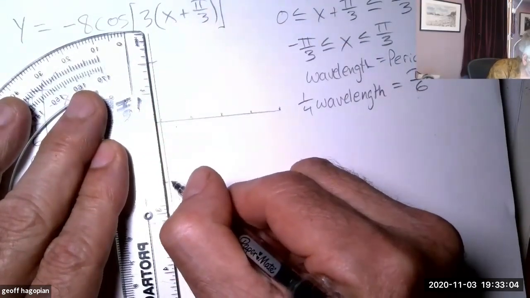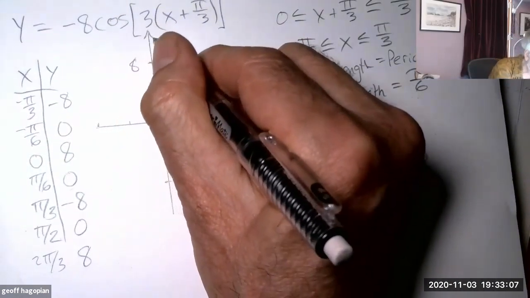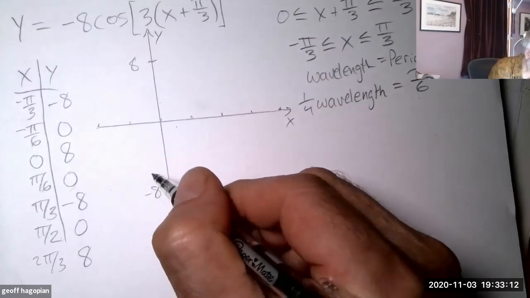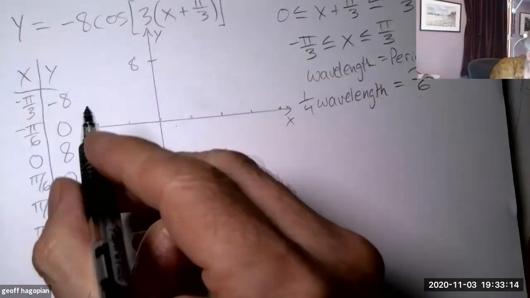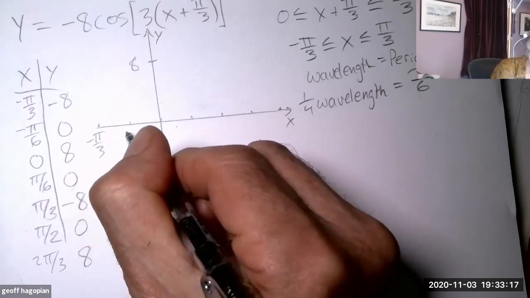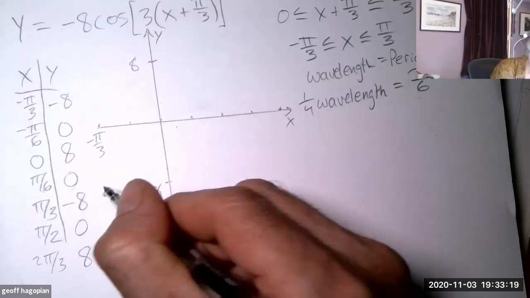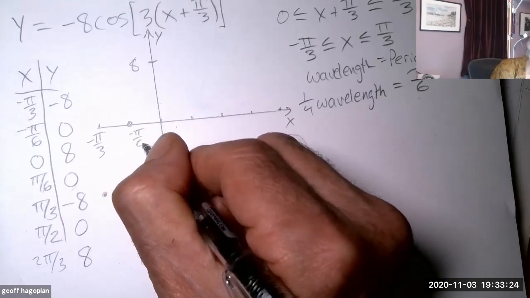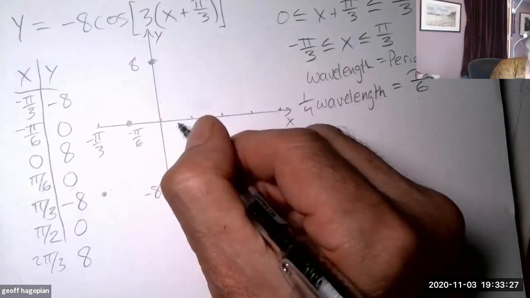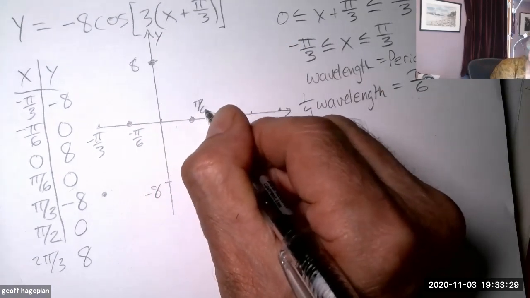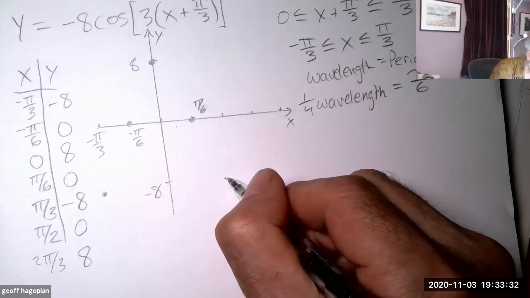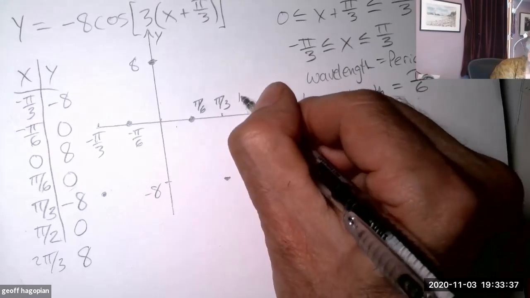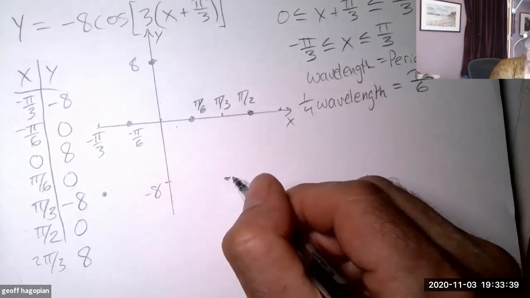So let's say here's 8 on the y-axis. This is the x-axis. Here's negative 8. So what's this? Well, let's say that's negative pi over 3. So this is our starting point at negative 8. And then we'll be at 0 at negative pi over 6. Be at 8 at 0. This is going to be pi over 6 then, right? We'll be back at 0. We're at pi over 3. We're at negative 8 again. This is pi over 2. Yeah, those are perfectly evenly spaced.